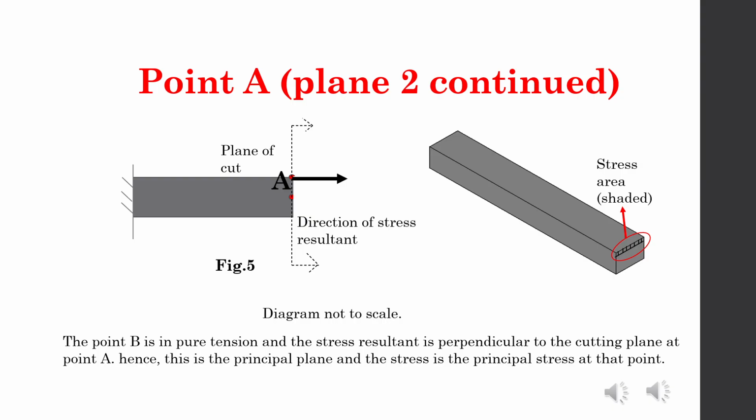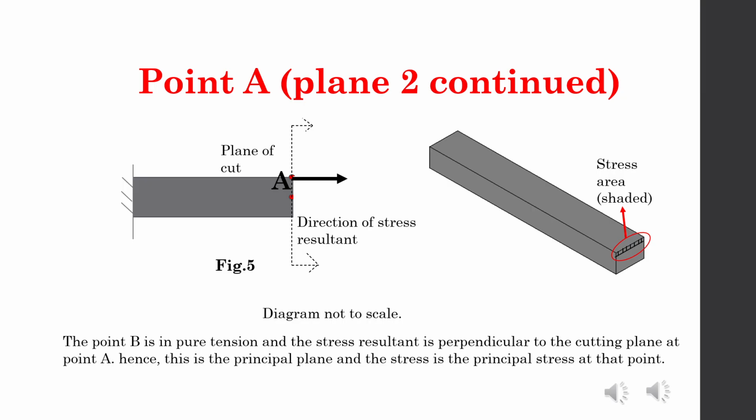So you can have a look at the direction of the resultant, and also on the right side you can see what I mean by the point. The point means the shaded area. So that is the stress area that is shaded, and that is what I'm taking as the point A. So you can see that the direction of the stress resultant is perpendicular to the direction of the plane of cut. So this is a principal plane for us. By definition, the principal plane is the plane on which the direction of the stress resultant is perpendicular to the plane of the cut.